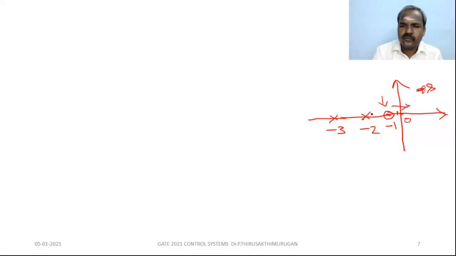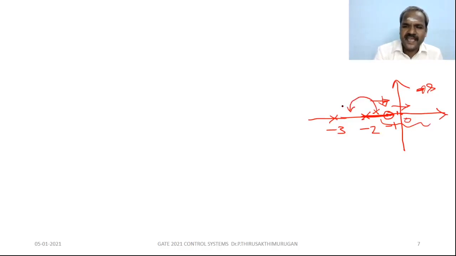Then move to between this zero and the pole. Now look back to the right half of the S plane, to the right side of this position. Counting the total poles and zeros to the right of this point, there is only 1 zero, right? Then between this zero and the pole, there will be a branch.